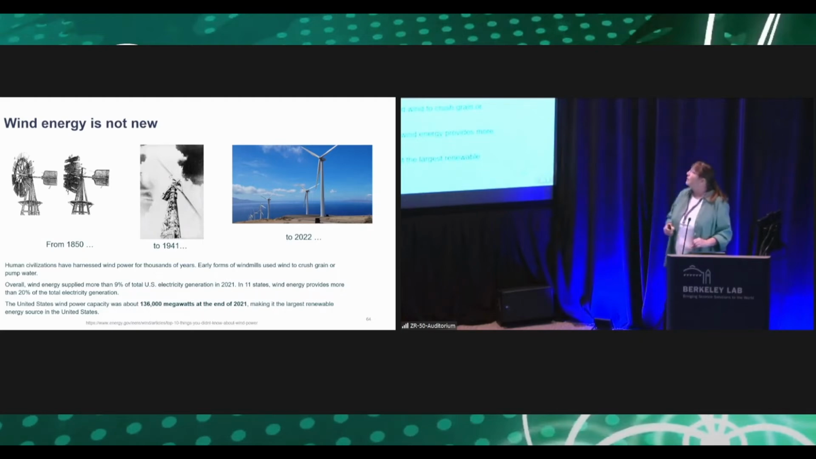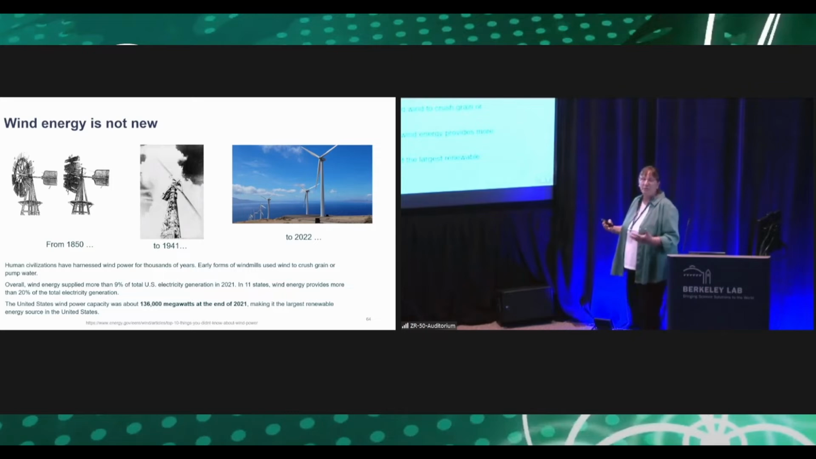Now, of course, we come to 2022, and if you live in the Bay Area, you drive past the Altamont Pass, and wind turbines are something that you're very used to seeing. In 2021, over 9% of the US total electricity generation was with wind power. Wind power surpassed hydroelectric in, I believe, 2019. So again, relatively recent. And again, in 2021, the capability was about 136,000 megawatts. So keep in mind, that's about 1/7 of a gigawatt.